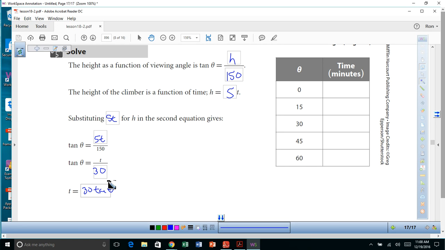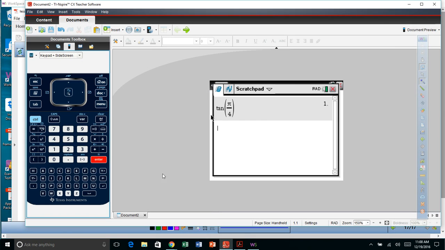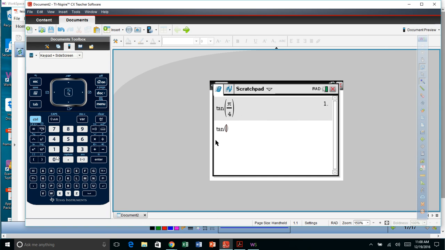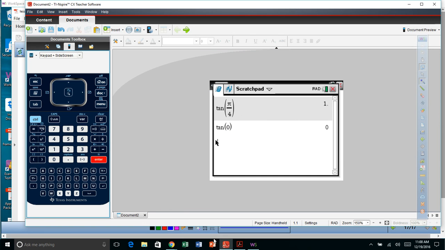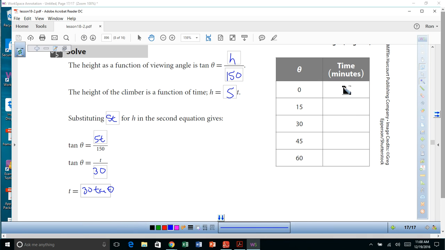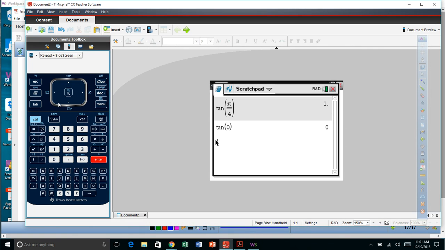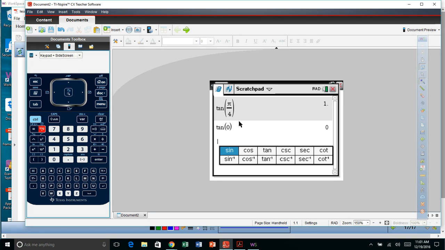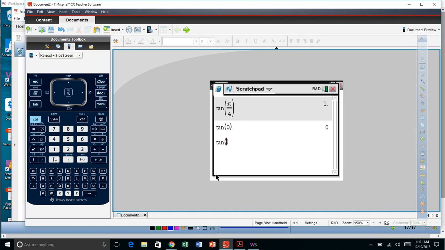Okay, so if we put that in our calculator, tangent of 0 is going to give you 0. Now, these are degrees, so make sure you put degrees in your calculator. So let's see here, tangent 15 degrees.